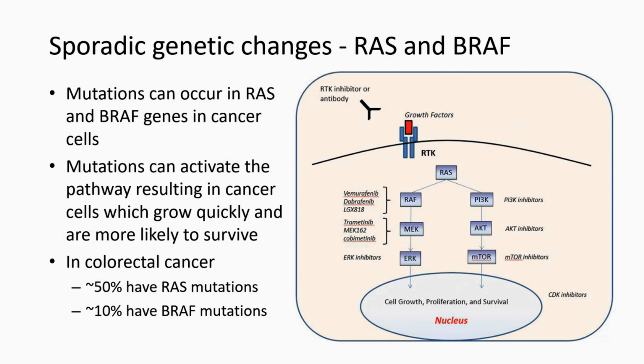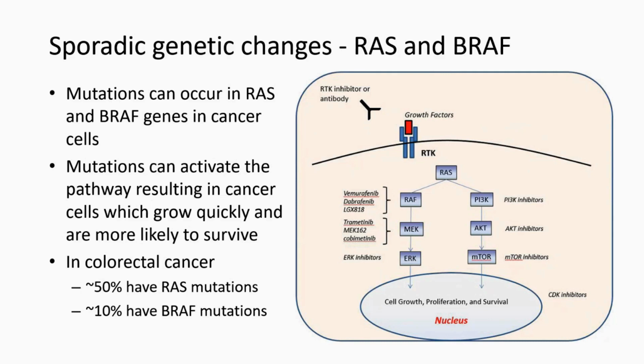So then thinking about the sporadic changes, as I've mentioned, the most important are mutations in genes called RAS. There's 2 specific genes that we look at. There's KRAS and NRAS, and also a gene called BRAF.